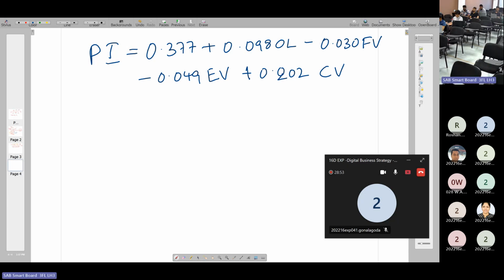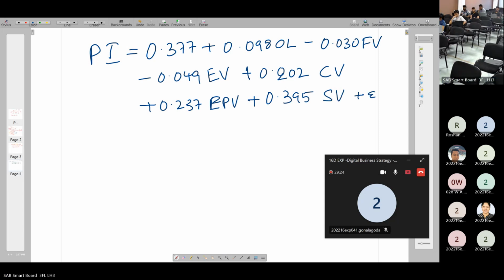Then you have EPV, 0.237. It's a plus. Then finally also it's a plus. Social value, 0.395. After that, we have... So this is your model equation.